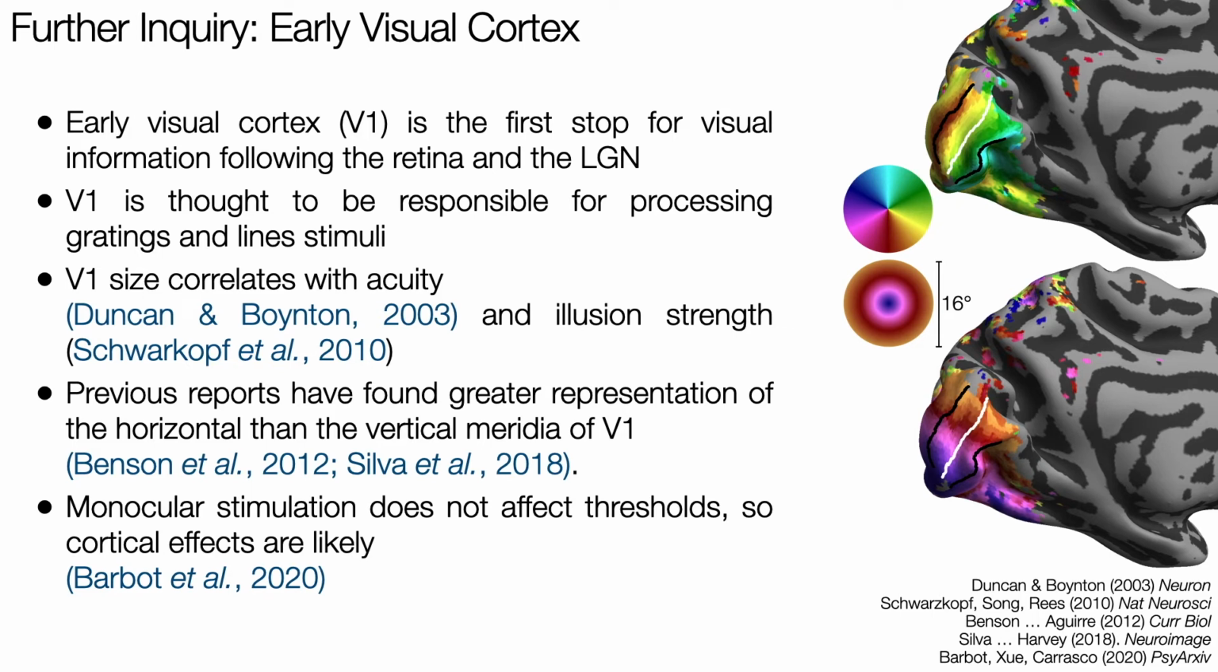A natural next place to look in the visual system is in the cortical magnification and surface areas of early visual cortex, V1 and V2. There are several reasons that early visual cortex is a promising next place to look. First of all, V1 comes immediately after the retina and the LGN in the visual hierarchy. Additionally, V1 processes grating and line stimuli, which are generally used to measure these effects. V1's size correlates with the behavioral measures such as acuity and illusion strength in past studies. V1 is also known to have a greater representation of the horizontal than the vertical meridian in terms of surface area. Finally, monocular stimulation does not affect any of these asymmetries we have measured, so cortex is somewhat implicated.